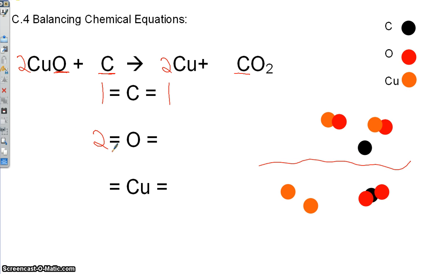And how many oxygens do I have in the end? I have CO2, so that's 2 oxygens in the end. How many copper do I have in the beginning? There's 1 in this compound, but there are 2 of those compounds, so I have 2. And in the end, I have 2 copper atoms here. So I see that it balances: 1 carbon and 1 carbon, 2 oxygens and 2 oxygens, 2 coppers and 2 coppers.